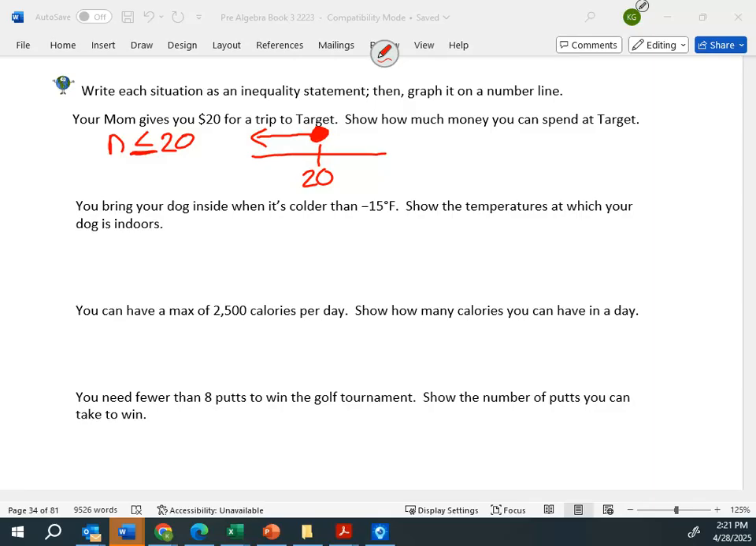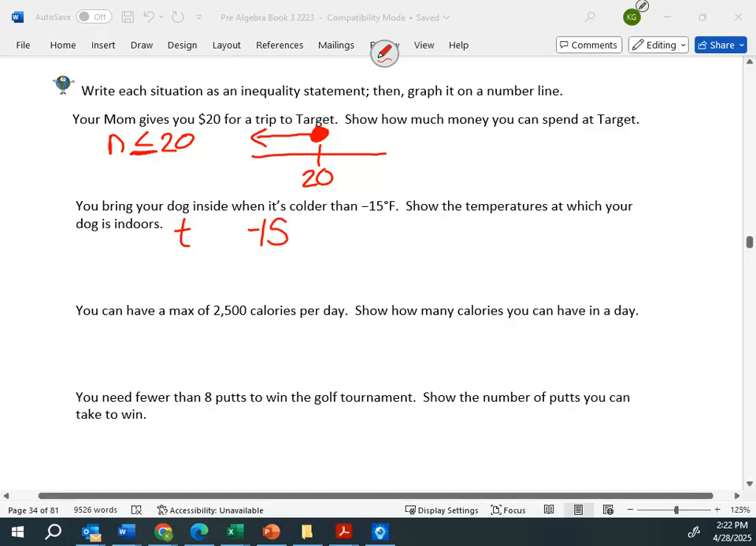You bring your dog inside when it's colder than -15 degrees. Show the temperatures at which your dog is indoors. So, I'm going to put a T for temperature. Doesn't matter what variable you use. I just figure, hey, let's do a T for temperature. That's just kind of fun and different. I know my number is -15. So I need to decide, is it less than, greater than, less than or equal to, greater than or equal to? So you bring your dog inside when it's colder than -15.